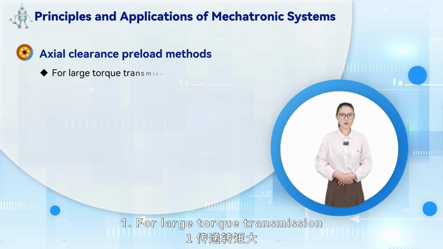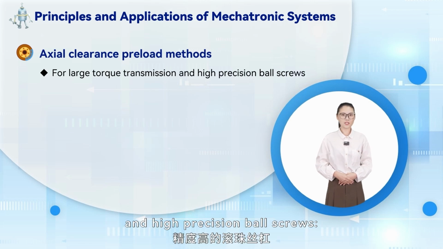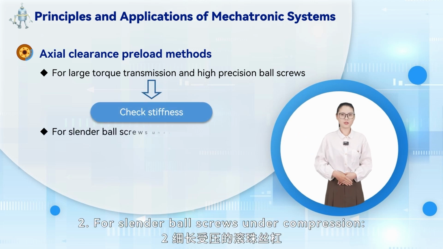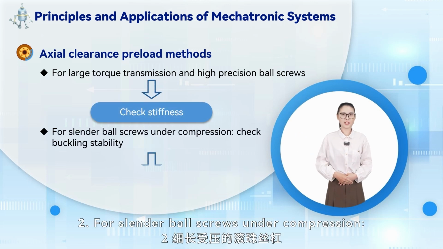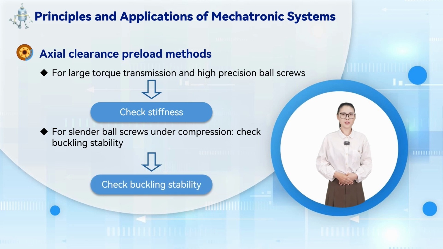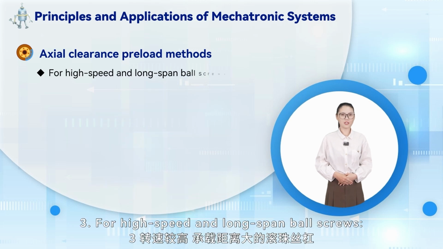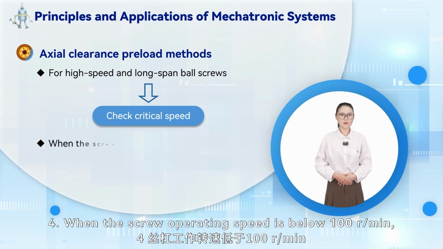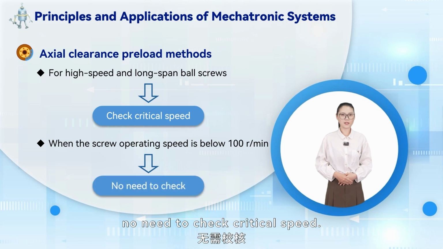1. For large torque transmission and high precision ball screws, check stiffness. 2. For slender ball screws under compression, check buckling stability. 3. For high speed and long span ball screws, check critical speed. 4. When the screw operating speed is below 100 rounds per minute, there is no need to check critical speed.